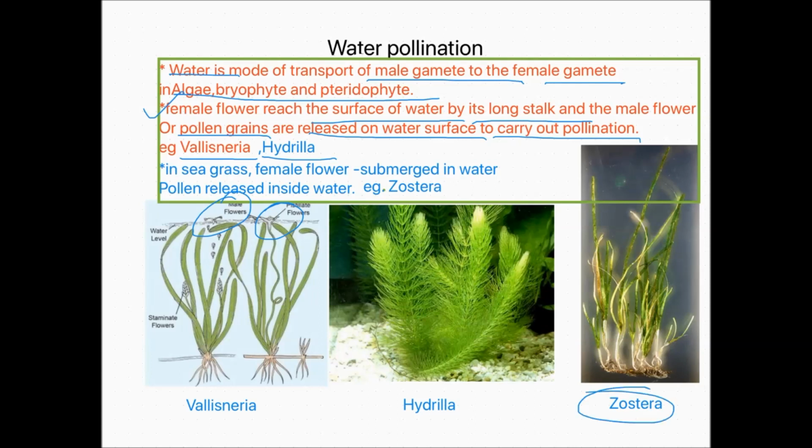In sea grasses like Zostera, female flowers are submerged in the water. Female flowers are submerged in water, and pollens are also released inside the water. So cross pollination can easily be carried out inside the water in Zostera, because female flowers and pollens both are inside the water, and it can easily be pollinated.